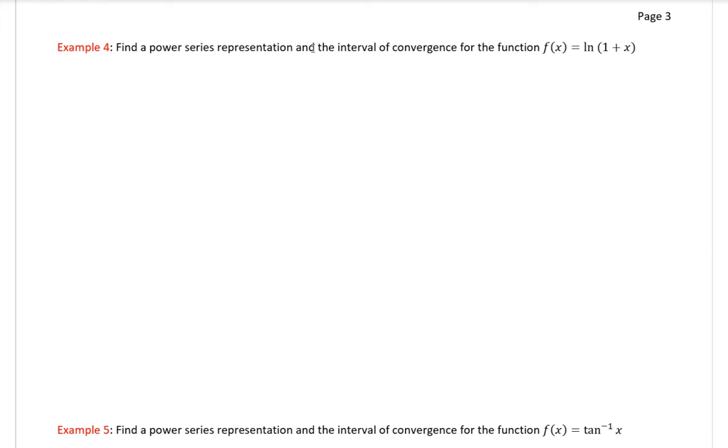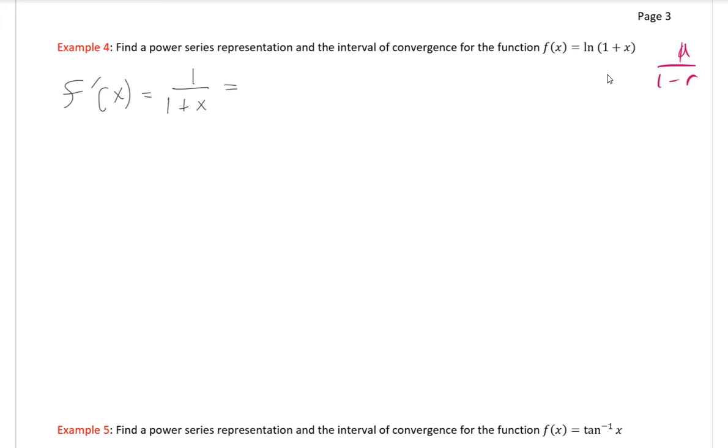Here we have: find the power series representation and interval of convergence for the function f of x equals natural log of 1 plus x. Okay, well, right now that doesn't look like 1 or a over 1 minus r. Not yet anyway, but I know that if I take the derivative of natural log, that 1 plus x will show up on the bottom, which should be one step closer. So if I take the derivative of that function, I get 1 over 1 plus x. I'm going to need to keep in mind that I took the derivative because I'm going to need to take the integral to get back.